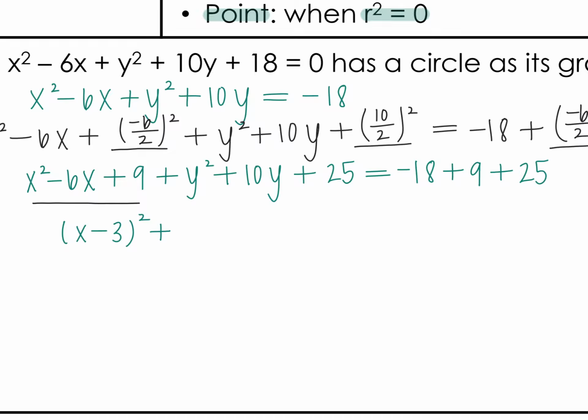Then we would do the same thing with our y's, looking at the coefficient for our y. That tells us that half of that 10 is 5, and so we would have y plus 5 squared. Then combine your like terms on the right side to get 16. Once again, the quickest way to figure out your factors is just by looking at the coefficient for your x and taking half of that, and then looking at the coefficient for your y and taking half of that.